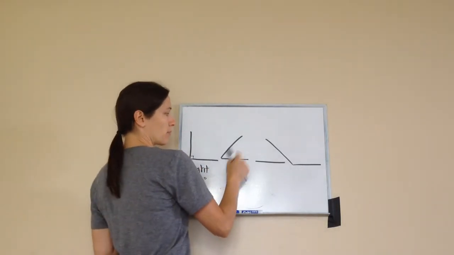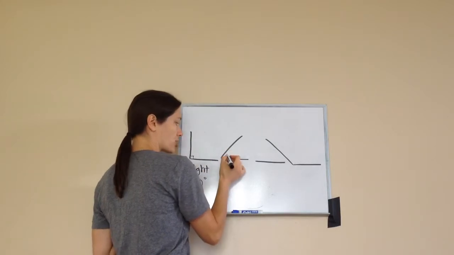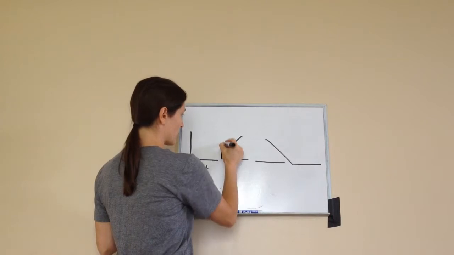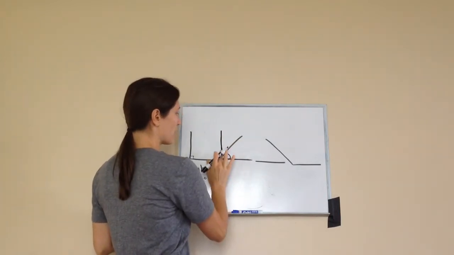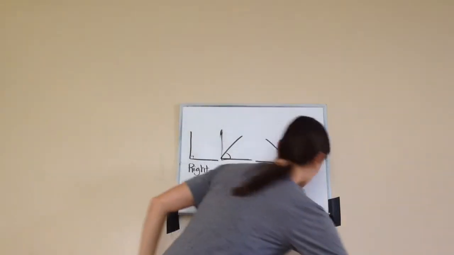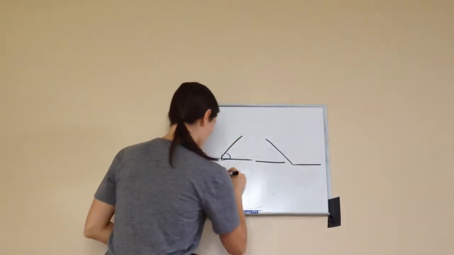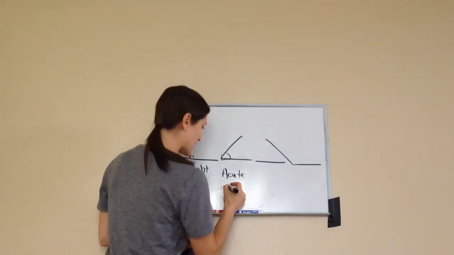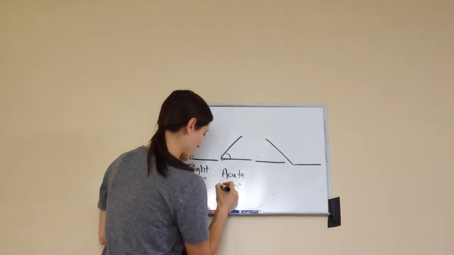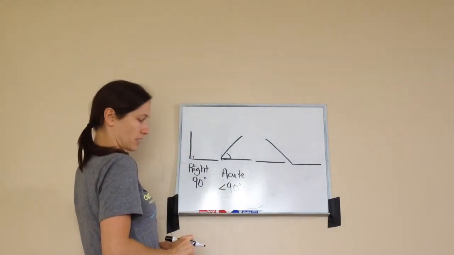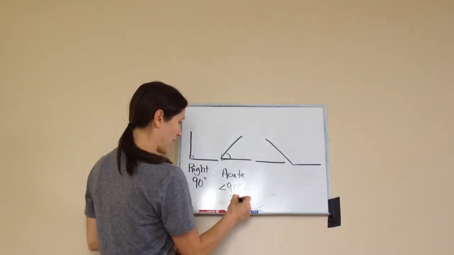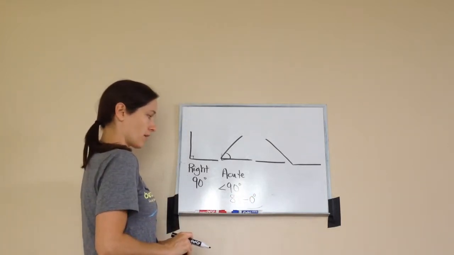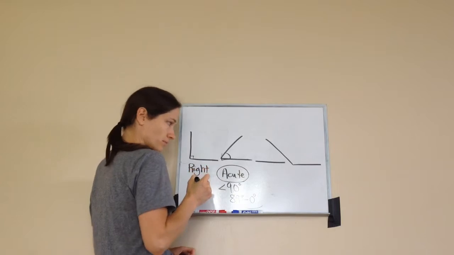This one right here, I don't know if you remember me telling you last year, it has a small angle. It's less than 90 degrees, so it's considered an acute angle. The way I remember that is it's kind of little and cute. Basically anything from 89 degrees all the way to 0 degrees would be an acute angle.